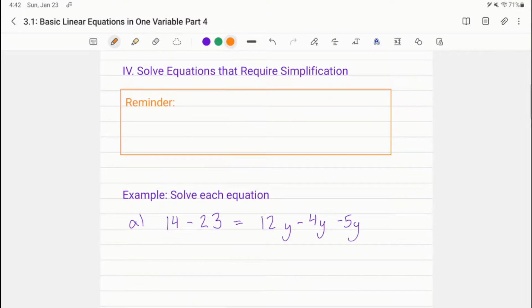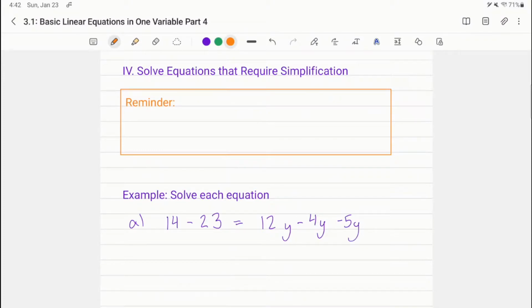Hello, today we're going to be doing part 4 of 3.1, Basic Linear Equations in One Variable. We're going to solve equations that require simplification, mainly with the multiplication and additive properties.